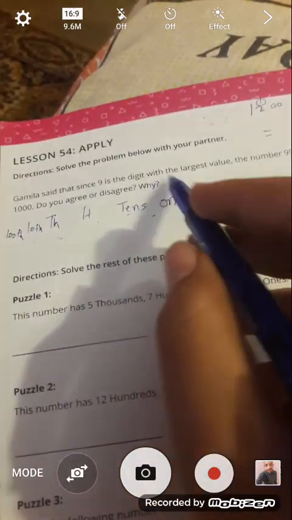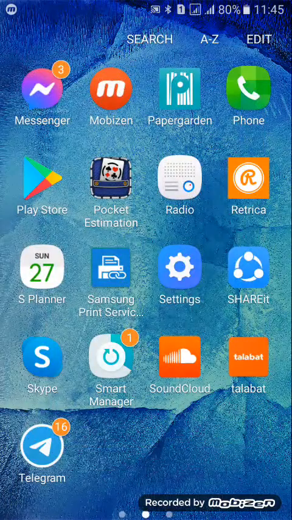Let's see this problem. Jamila said, since 9 is the digit with the largest value, 9 is the largest digit, okay? Then the number 999 is larger than 1000. Do you agree or disagree? Let's see. Is 999 greater than 1000? Is that true? Let's see.